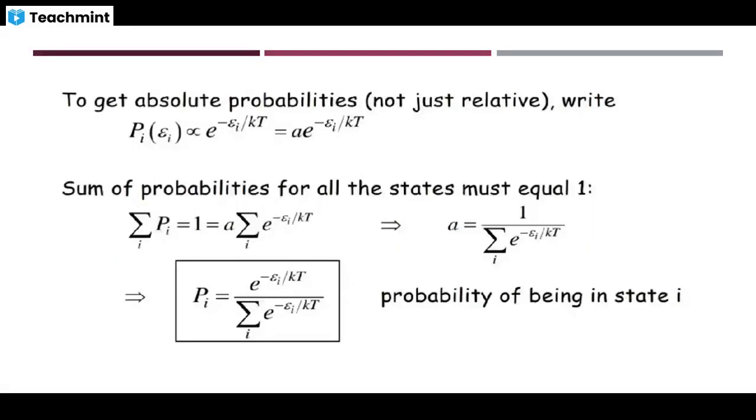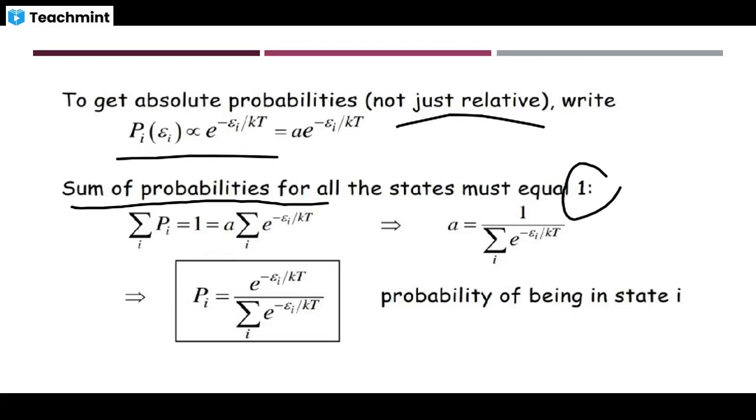To get absolute probabilities, not just relative ones: so this is relative. If you want absolute probability, you should sum all the probabilities. Summing all the probabilities for all the states must be equal to 1. In probability, summing all the probabilities, you always get 1. That is the important property of probability. Summation over i means summing over all the i, where i are the different states.